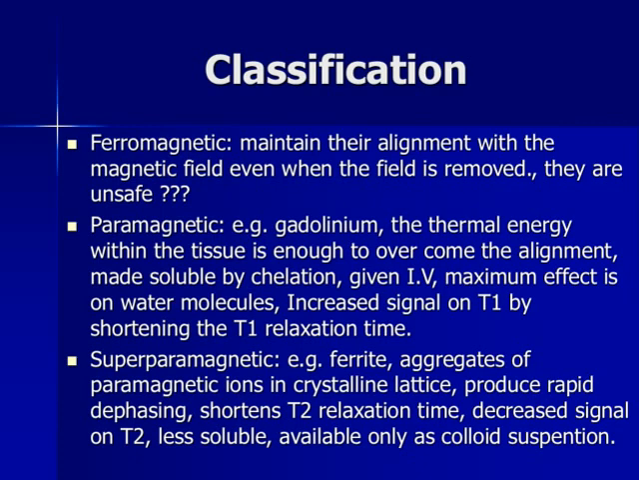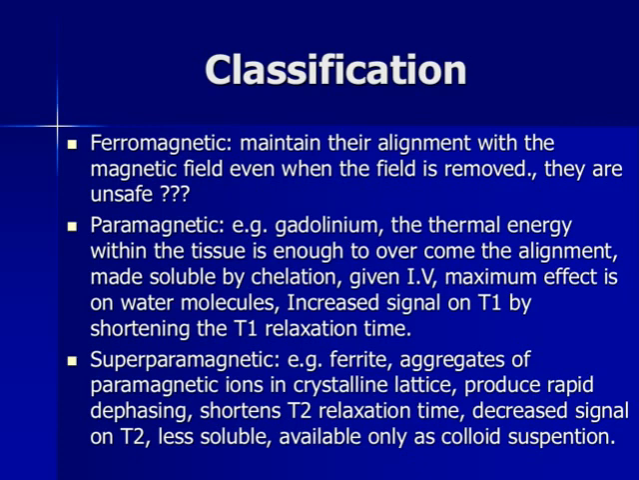Super paramagnetic, like the ferrite, they are the aggregates of paramagnetic ions in crystalline lattice producing rapid dephasing, shortening the T2 relaxation time, decreasing signal on T2. They are less soluble, available only as colloid suspension. The super paramagnetic, they are T2 contrast image, not T1. Yani nowadays when we give gadolinium, we tell the technician, make me a T1 post contrast. When you give super paramagnetic, you say make me a T2 post contrast.